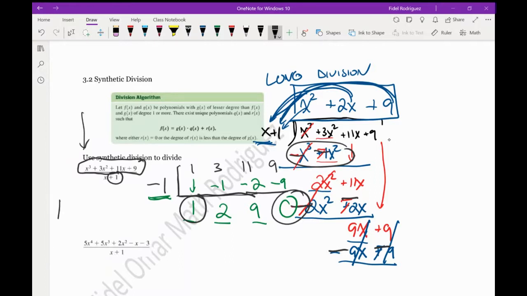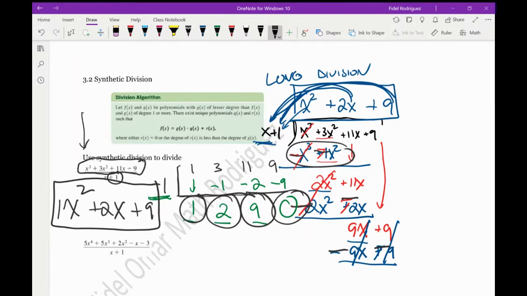This number is telling me the number in front of the x squared. This number, it's a +2. That's telling me the number in front of the x. This number is telling me the constant term, the one that does not have an x. It's a +9. And I want you to look at my answer here. And I want you to look at the answer we got when we did long division. Didn't we get the same answer either way? But wasn't synthetic division a lot faster?